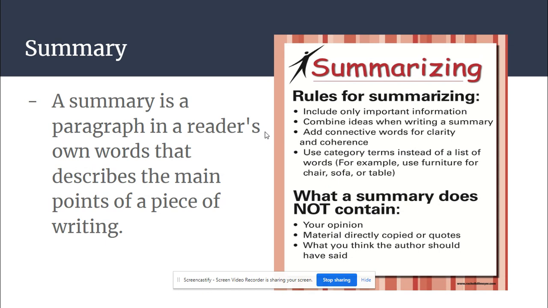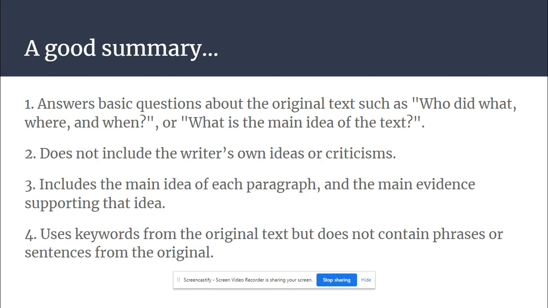And last is this idea of a summary. So a summary is a paragraph in the reader's own words that describes the main points of a piece of writing, right? So a good summary answers basic questions about the original text, like who did what, where, and when, or what is the main idea. It doesn't include the writer's own ideas or opinions about the topic, but it does restate the main idea and the main evidence that the original author uses to prove their own main idea. A summary might include keywords from the original text, but it doesn't quote or copy information from the original. It is purely your own thought.